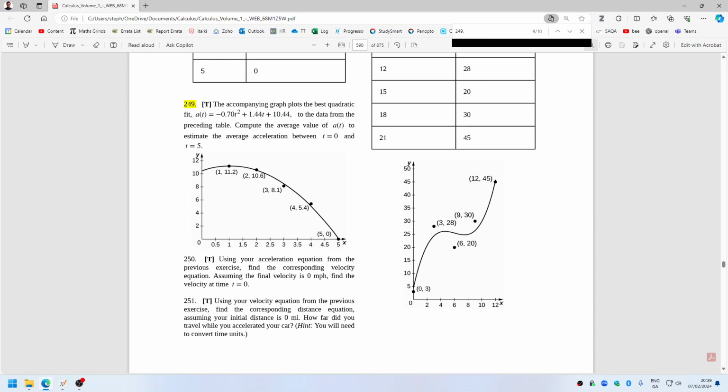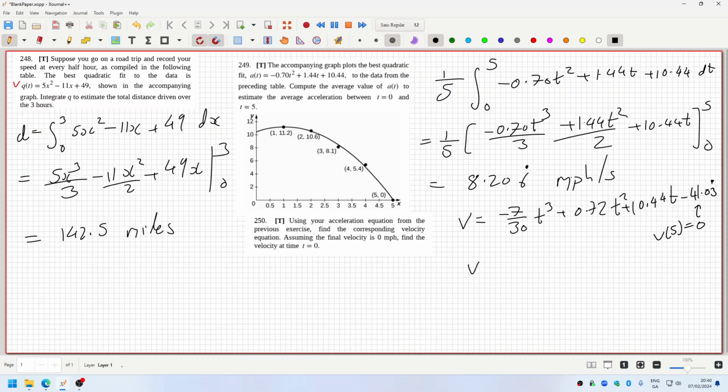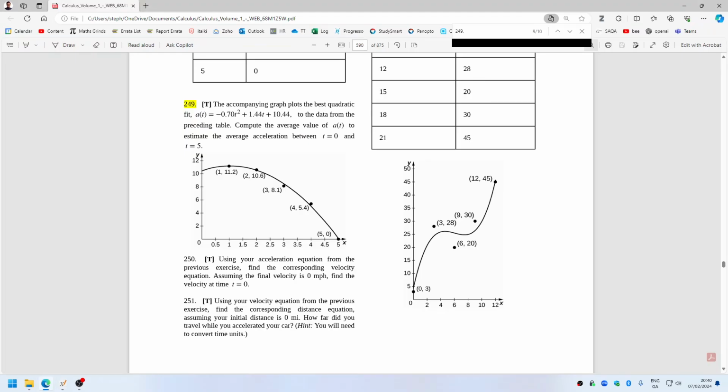So assuming the final velocity is 0, find the velocity at time t is 0. So therefore the velocity at time 0, it's kind of weird that it's a negative. The car is going backwards. That seems kind of wrong to me. Oh, but maybe it's with the units actually.